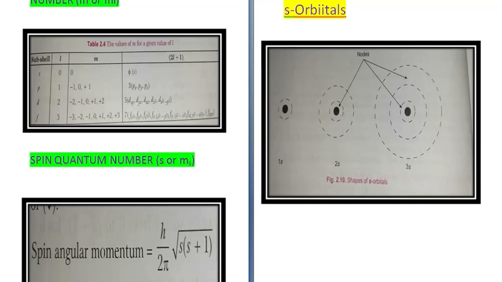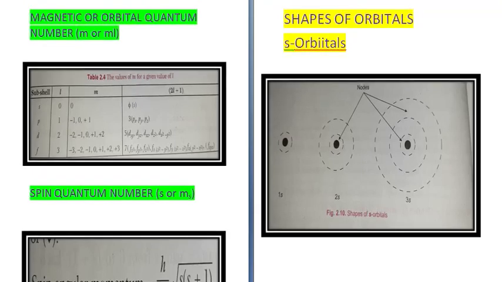Next we come to shape of orbitals. In this, first we will study about the s orbital. Like you can see in the figure over here, the s orbitals don't have any directional character, and they have a spherical shape. Energy and size of s orbitals depends upon the value of n. As the value of n increases, so does the energy. So 1s will have less energy compared to 2s. 2s will have less energy than 3s. 3s has less energy than 4s, and so on.